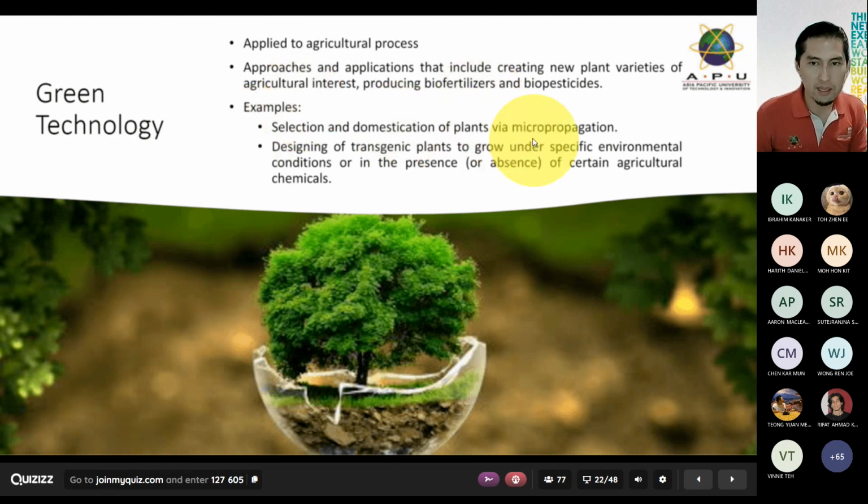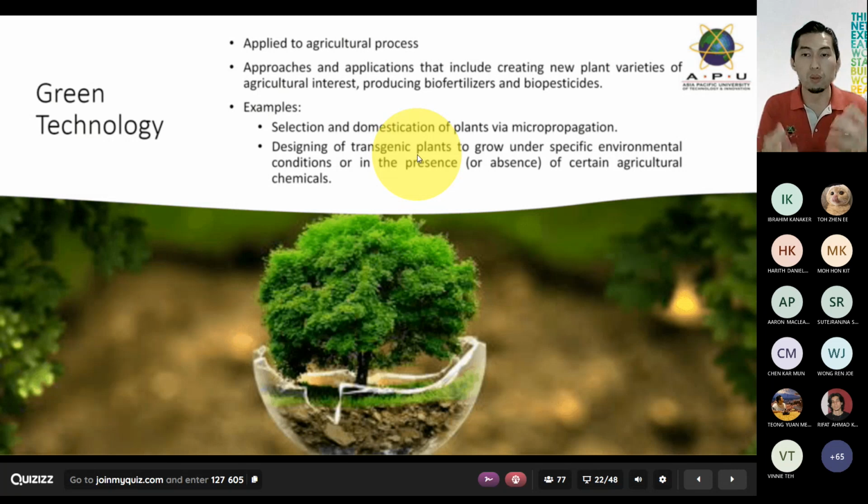Again, selection and domestication of plants, via the most popular process, micro propagation, on how you can combine these plants together. Yeah, designing transgenic plants. So therefore, you are modifying certain plants so that they are able to grow under specific conditions.